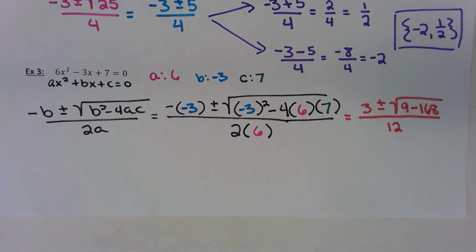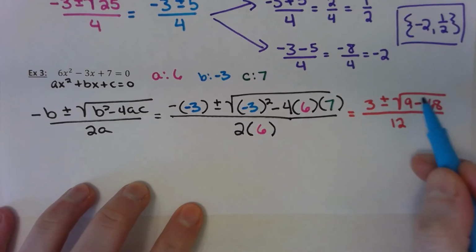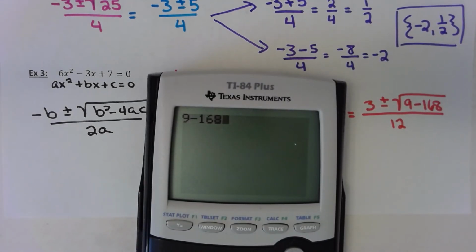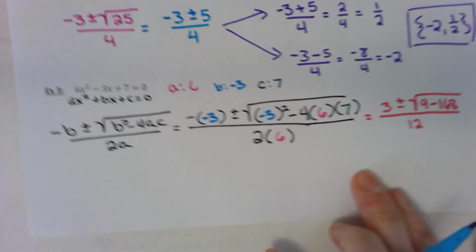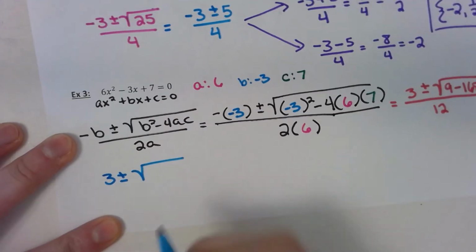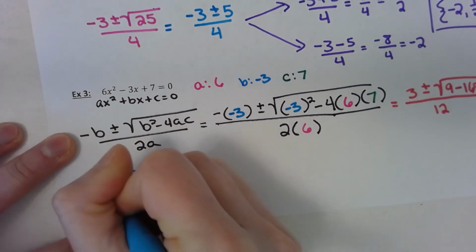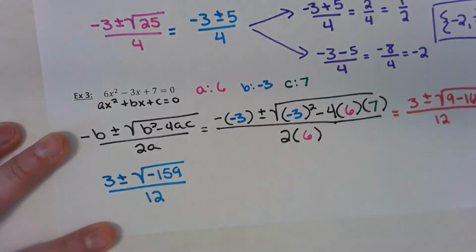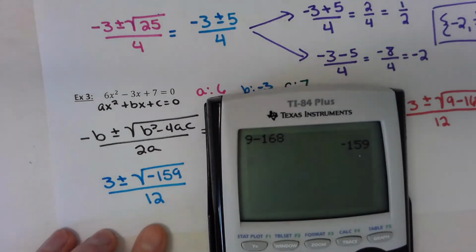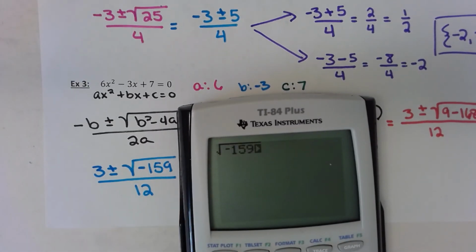Okay, so now that I've gotten that far, I'm going to come over here and I'm going to simplify what's underneath my square root sign. So I do 9 minus 168, which is negative 159. So I have 3 plus or minus the square root of negative 159, all of this divided by 12. Okay, so what I want you to do now is to try to take the square root of a negative 159 and see what happens when you do that. You get this error. That is a non-real answer, okay?